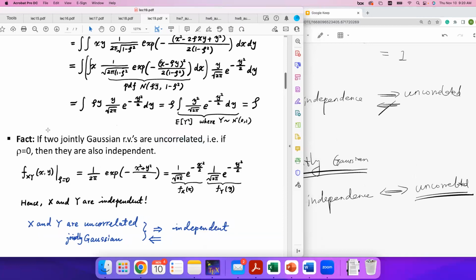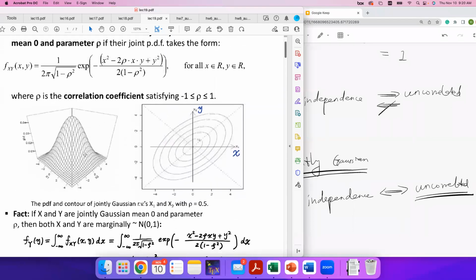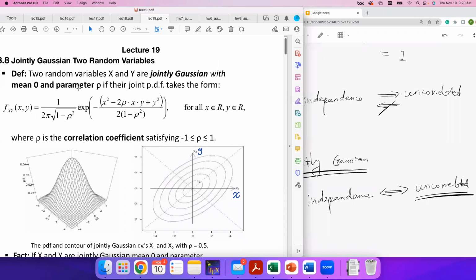Okay. So basically, in this case, if they are joint Gaussian and also the rho in the joint Gaussian PDF equals 0, so the correlation coefficient equals 0, then we can directly claim that they are independent. This is because if you plug rho equals 0 into this joint Gaussian PDF, so this is 0, this is also 0, and here is also 0.